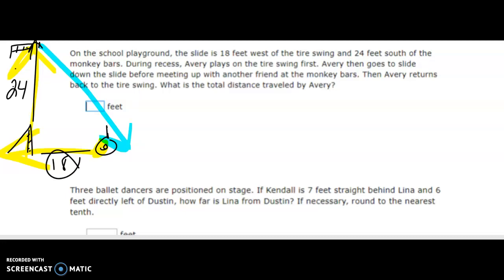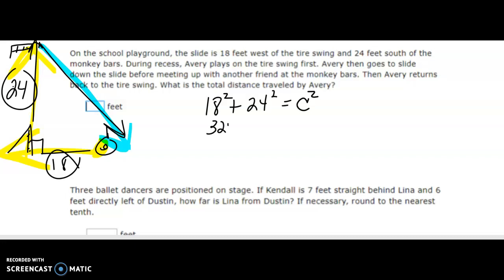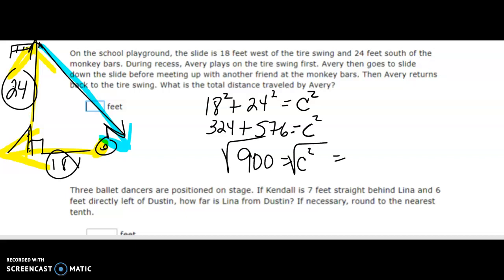Well, she traveled 18, then she traveled 24, but we need to know this to be able to get a total distance. And since we're talking about north, south, east, west, we are talking about 90 degrees, and 90 degrees is a right angle. So we are looking for the hypotenuse. So we're going to square 18, and we're going to square 24, and we're going to find c squared. 18 squared is 324. 24 squared is 576. And we're going to add them together to get 900, which is c squared. So I square root, and c is 30.